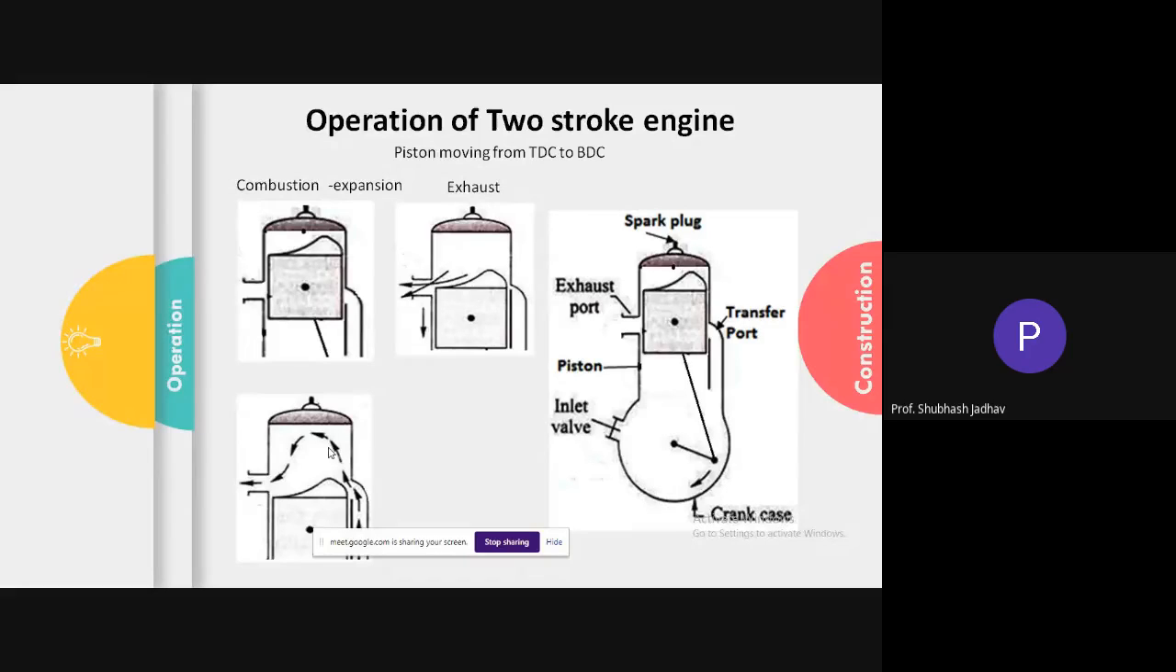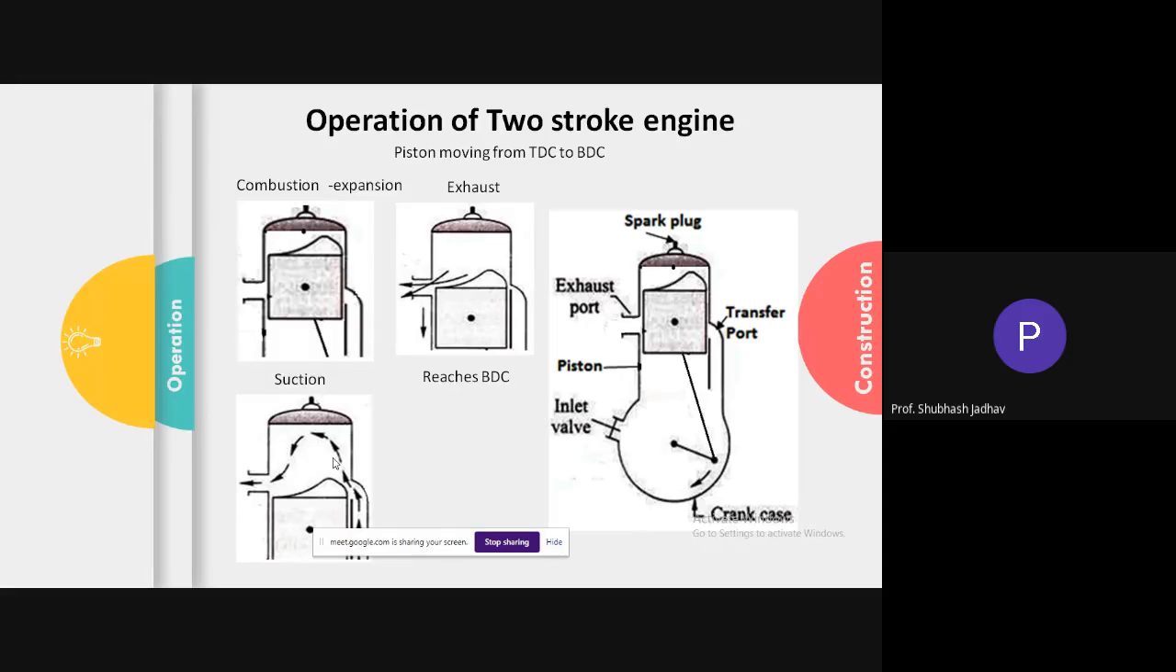Okay, so this is how the scavenging is happening, and since the scavenging is happening, we have the projection here, and this particular projection will help in diverting the incoming fresh gases, which is an air-fuel mixture in case of a petrol engine, in such a manner that it is getting diverted towards the upper side. So it is moving upward, and it will push the gases present over here, and it will make the exhaust gases or the burnt gases move out through the exhaust port. So this is what you call the suction happening.